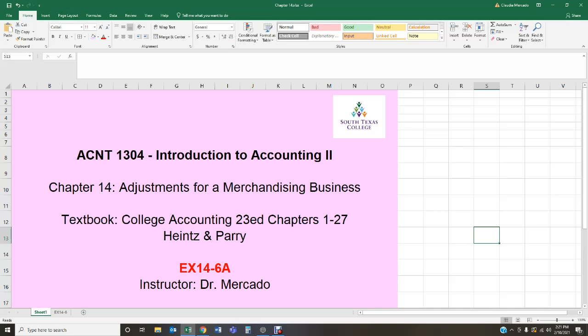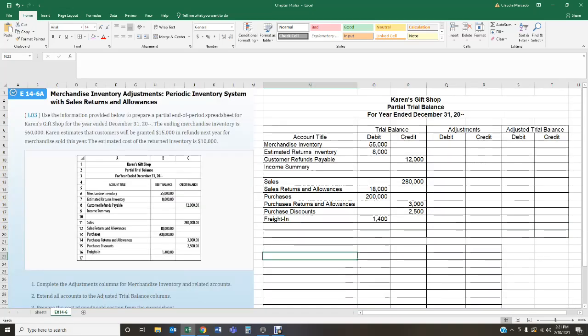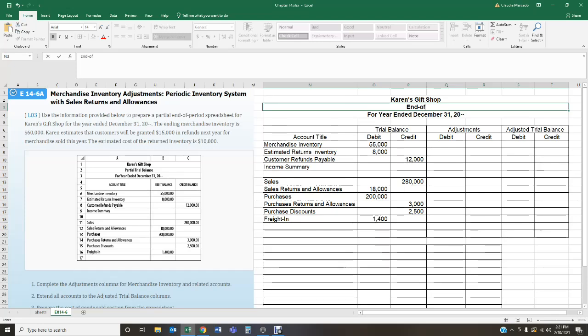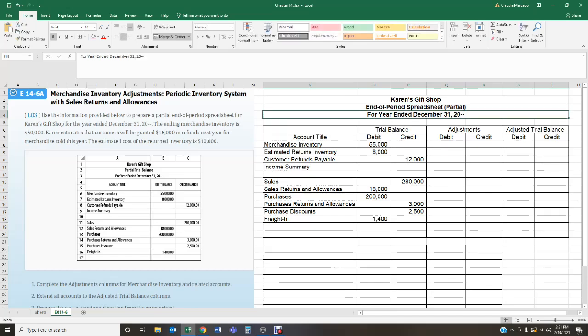Okay, so now I'm going to jump over to the actual exercise. And this is the information provided. All I did, I copied and pasted this information over here. You know what, I'm going to change this because it's not a partial, it's the actual completed worksheet. Now that I've extended it, I'll just put here partial. So what I did here is I copied the information provided, the partial trial balance. I copied it over, so these numbers are basically the same thing that I have here. And then, of course, I've extended it to add my adjustments column and my adjusted trial balance column. Okay, so this is the information provided.